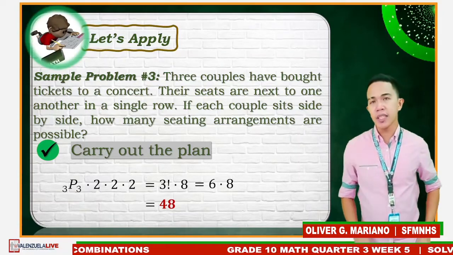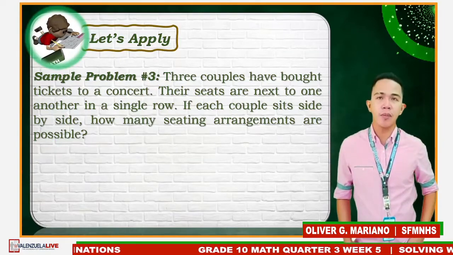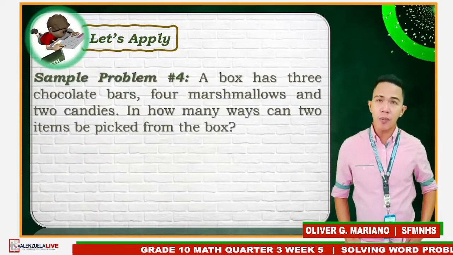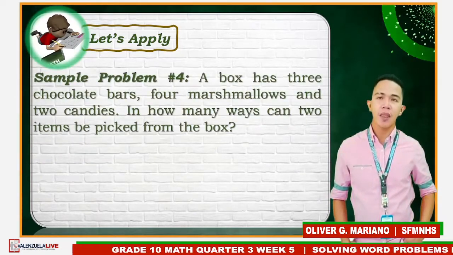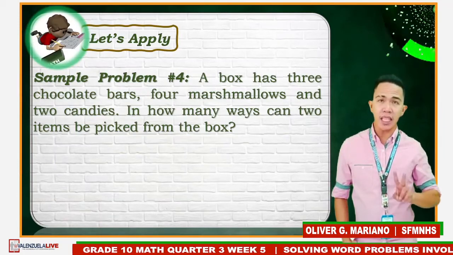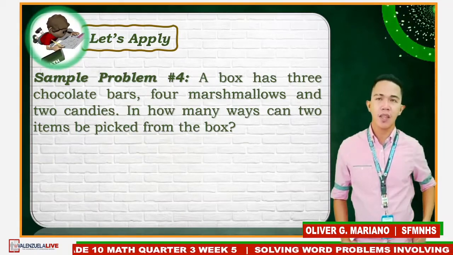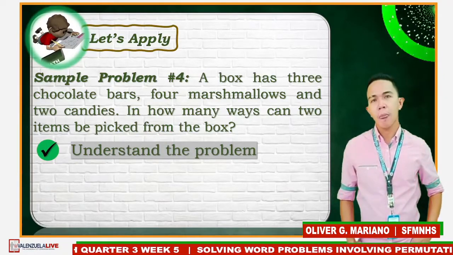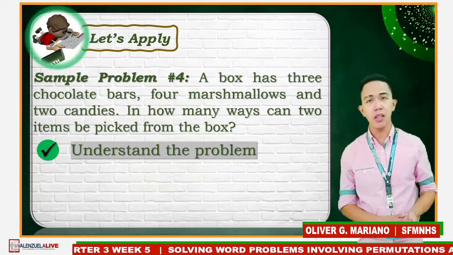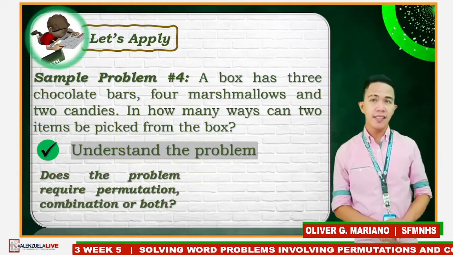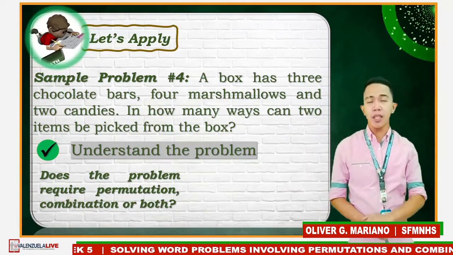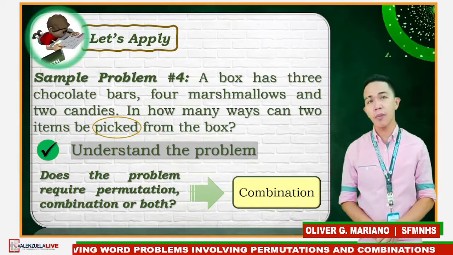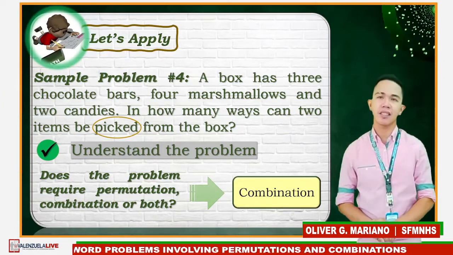Let's move to our next example. Sample problem number 4. A box has 3 chocolate bars, 4 marshmallows, and 2 candies. In how many ways can 2 items be picked from the box? First, we understand the problem. Does the problem require permutation, combination, or both? Good. The problem involves combination. The order of taking two items from the box is not important.